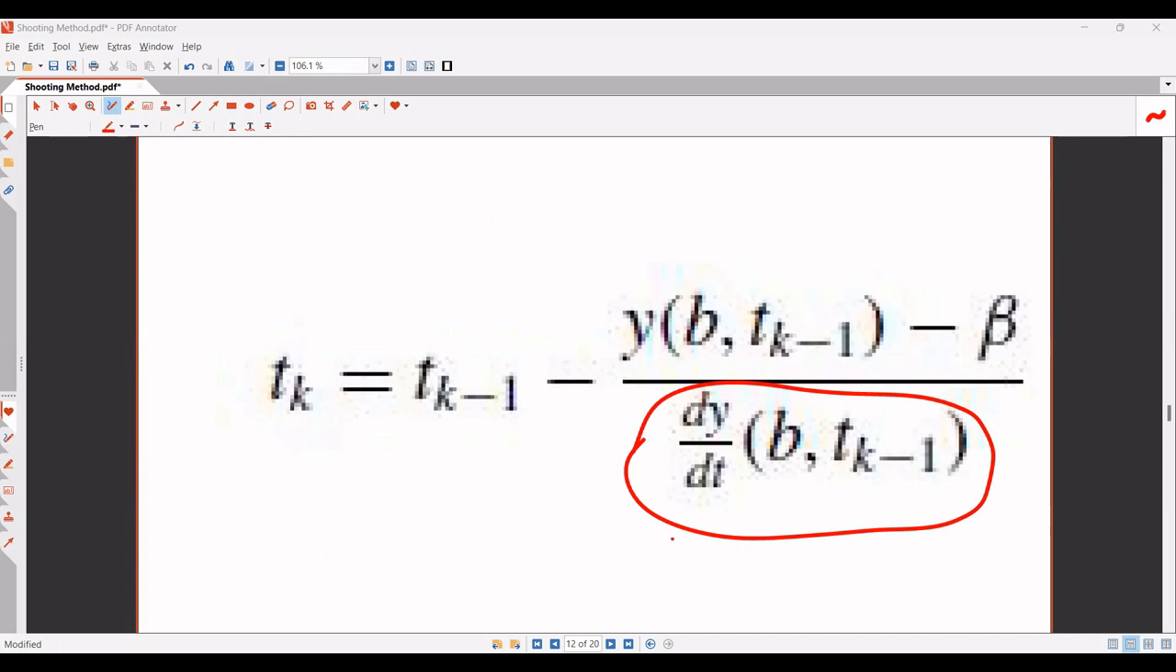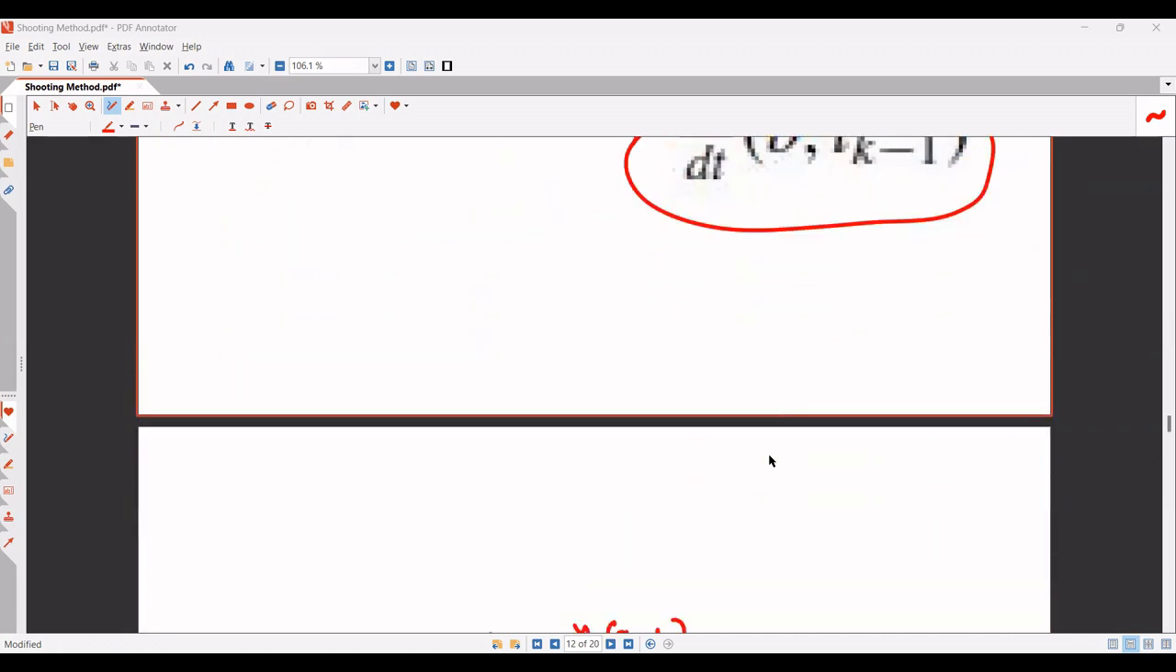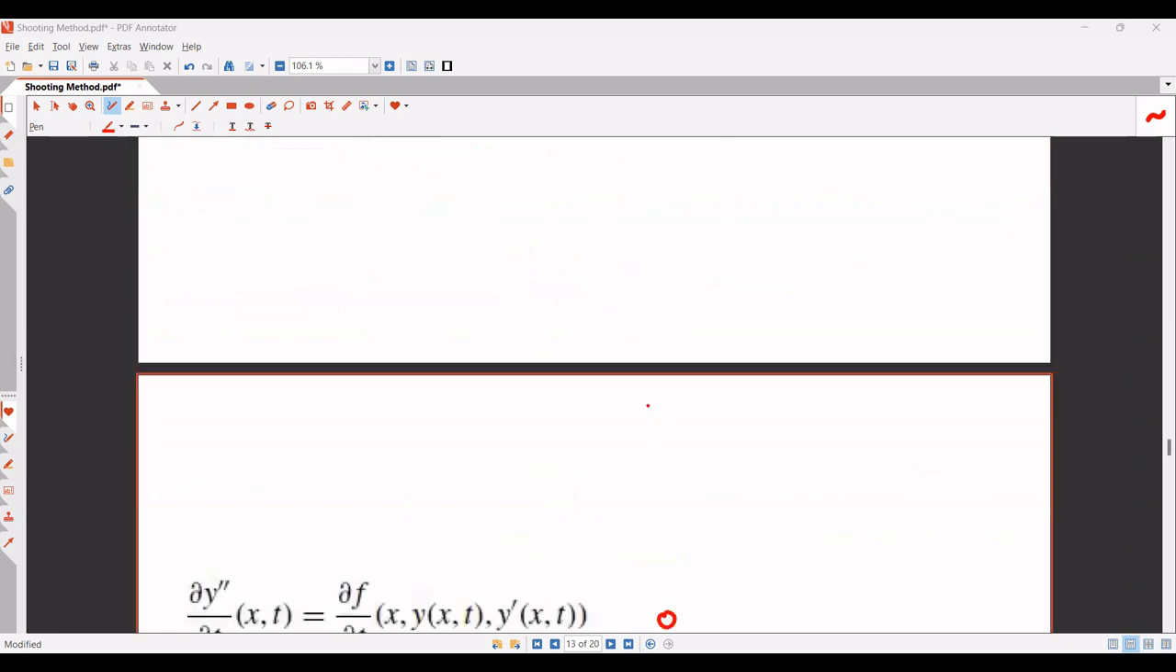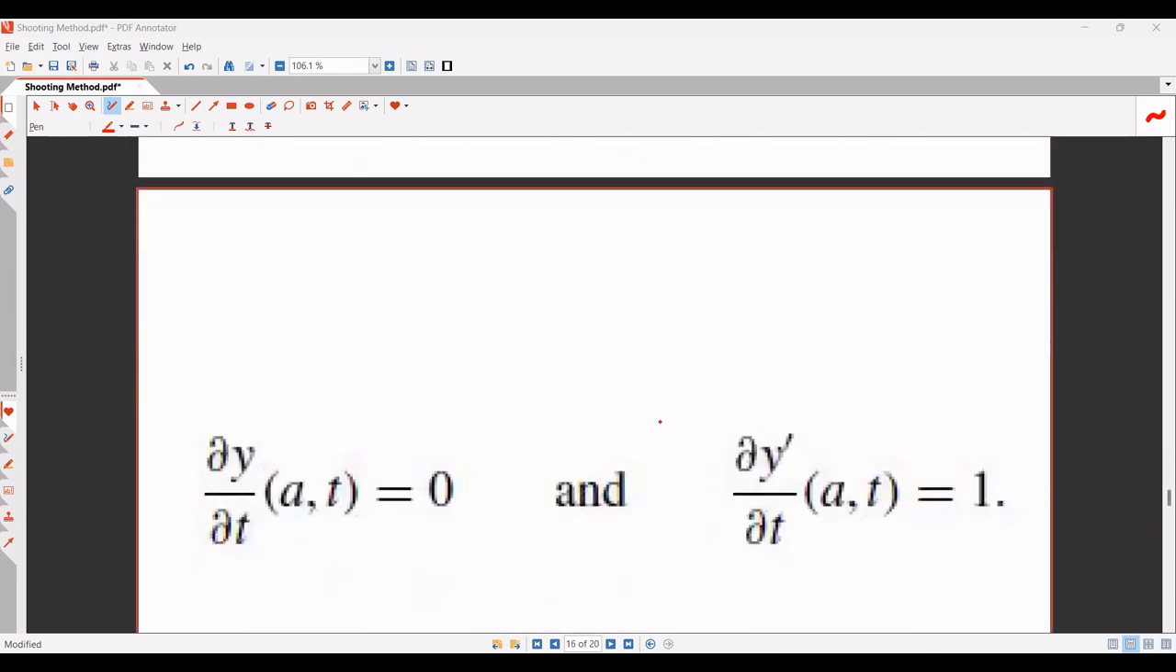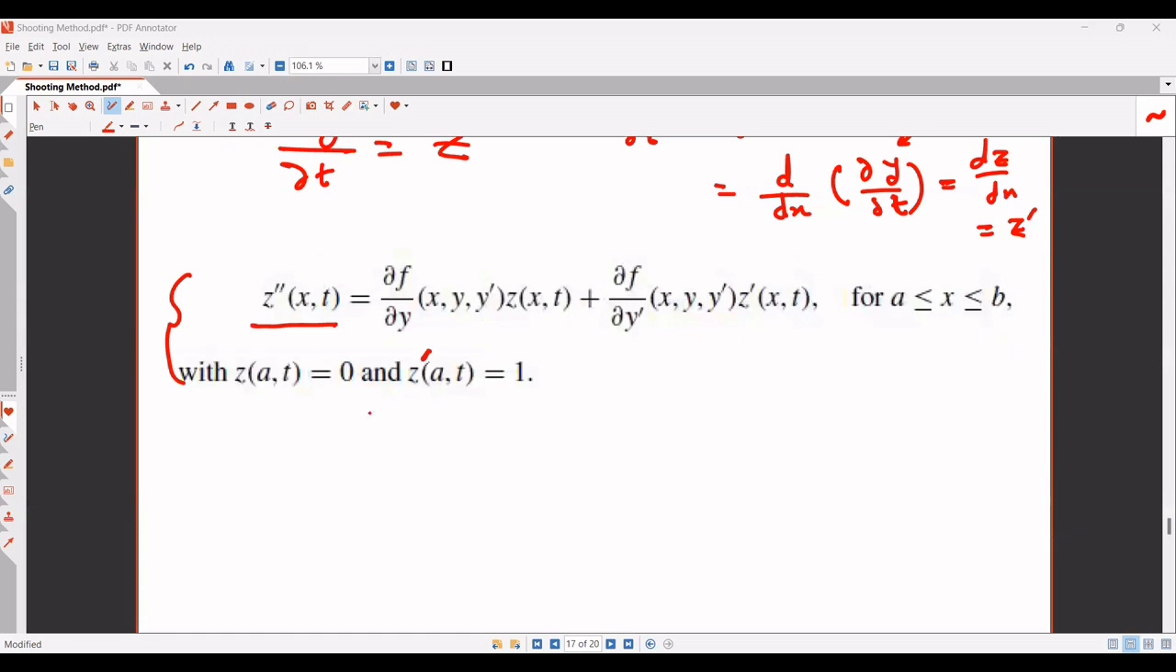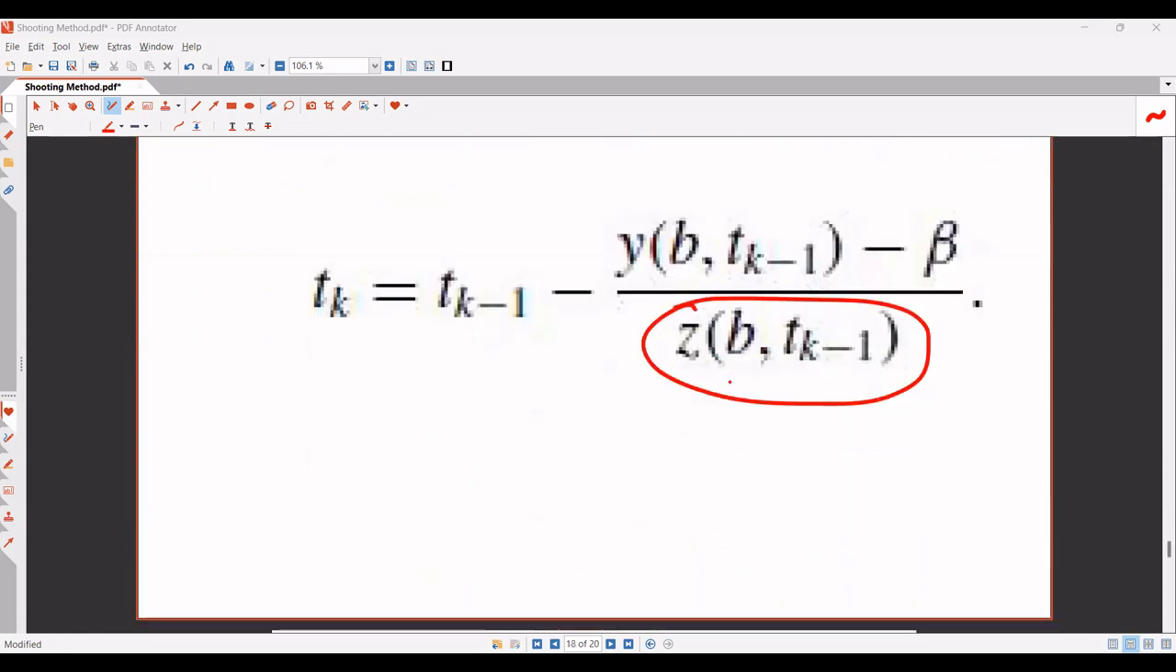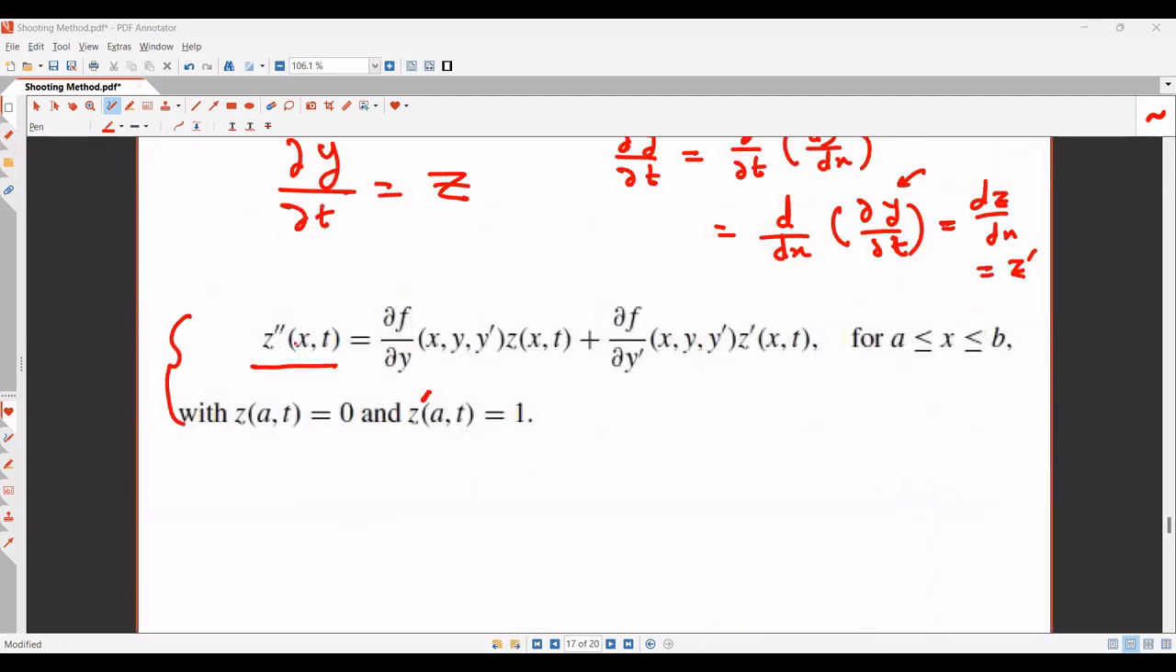But to find the derivative, we have to construct another initial value problem. After so many calculations, we got this initial value problem. So if you solve this initial value problem, the value of z is going to be replaced at the denominator. It is going to replace the derivative. So this is the final equation. So forget the Newton-Raphson equation. This is an iteration equation that we are just going to use to improve the value of t_i. And to find z, we are going to solve this initial value problem at each loop.